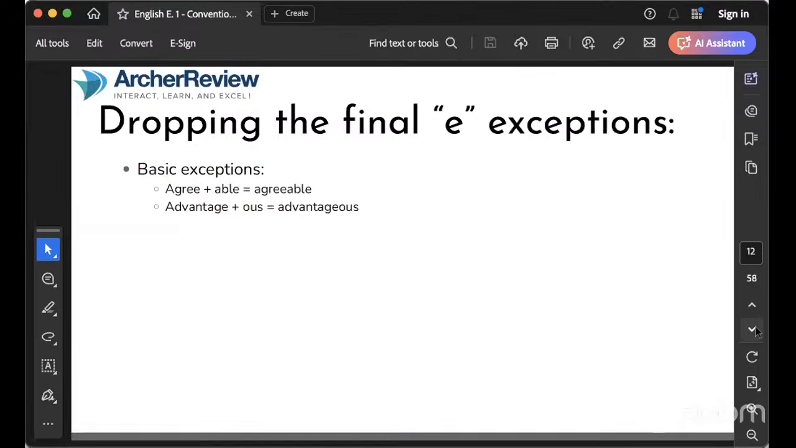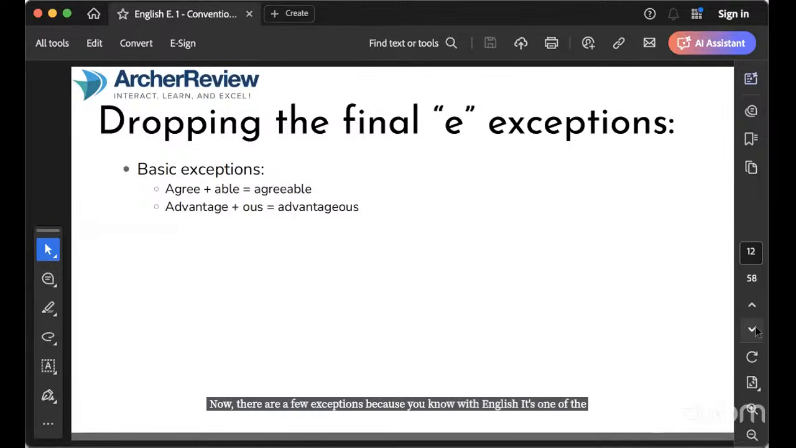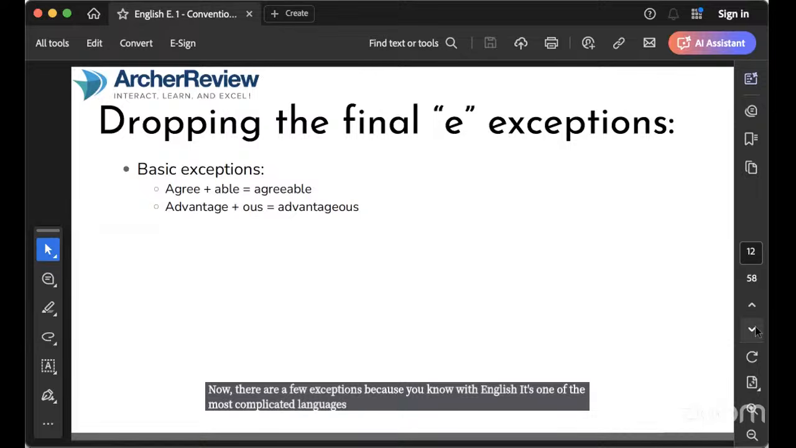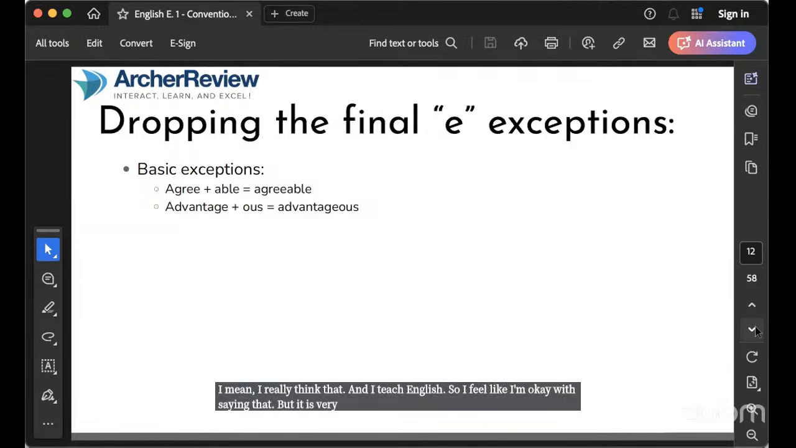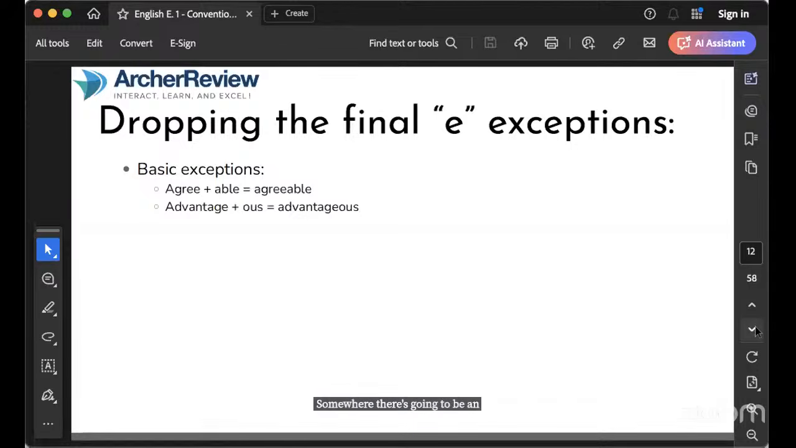Now, there are a few exceptions because English is one of the most complicated languages on the earth. I really think that, and I teach English, so I feel like I'm okay with saying that. It is very difficult. With English, nothing is ever 100%. Somewhere, there's always going to be an exception. So there are a few exceptions with dropping the final E.